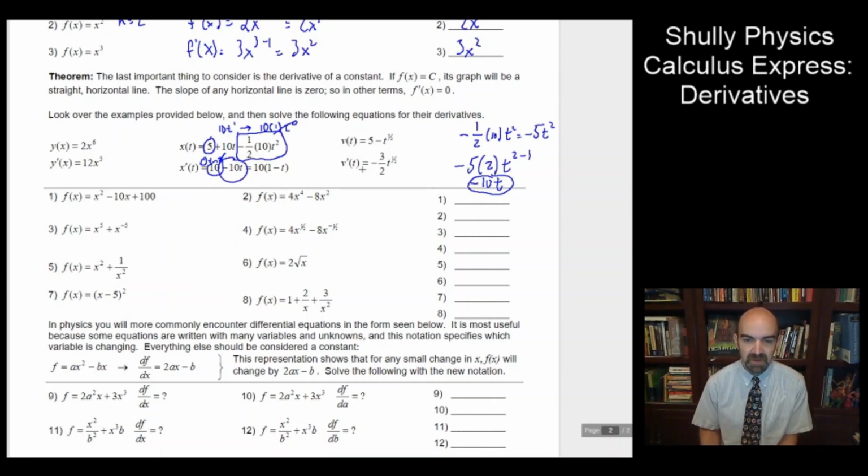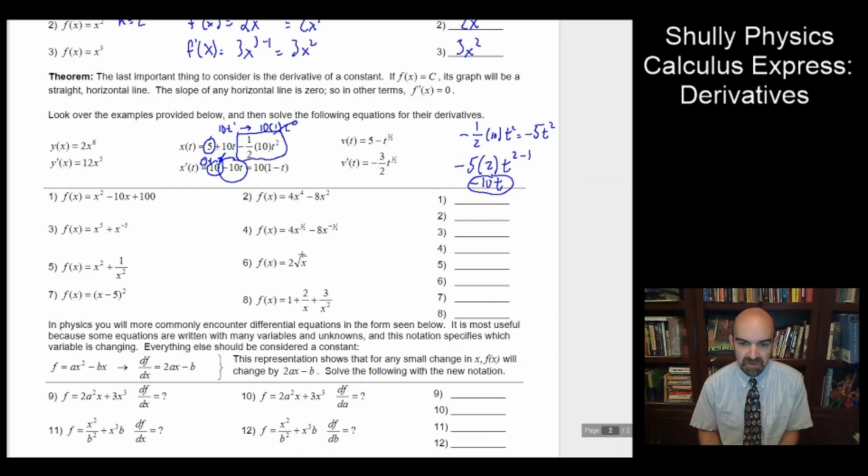Okay? And you could combine like terms if you wanted to. You don't have to do that in this exercise. We're just practicing the derivatives. So here, down here, you're going to get some practice out of it. Now, some funny symbols are going to start showing up. And the question is, what do you do with these half powers?